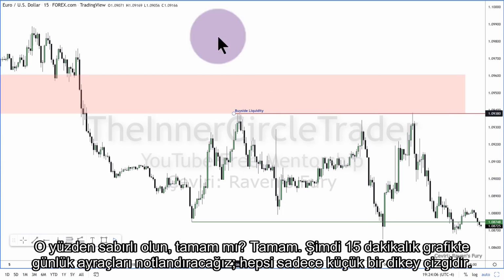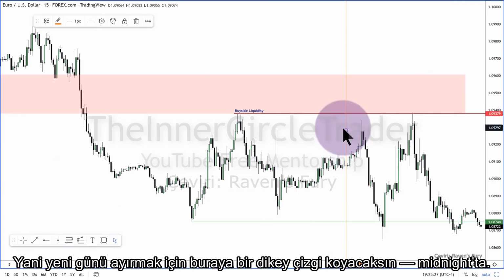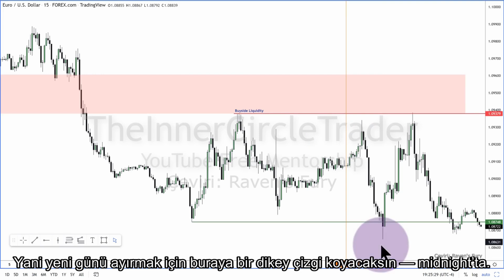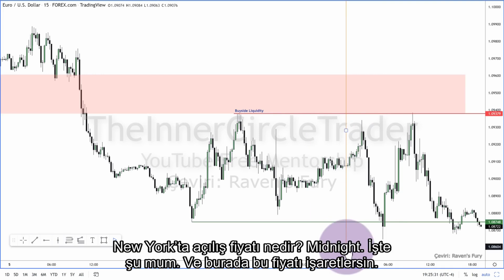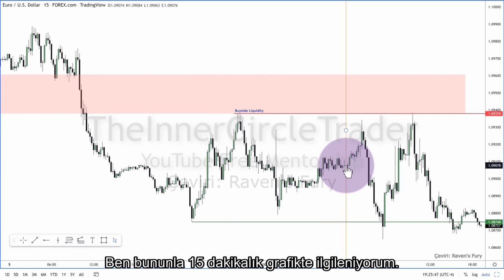All right, so now we have, on the 15-minute time frame, we're going to annotate the daily dividers. This is a little vertical line. So you're going to drop a vertical line here to delineate a new day at midnight. What is the opening price at New York midnight? That's this candle, and you highlight that, and this price right here, that right there, if you're looking at the time frame on the hourly, that would be the opening price.